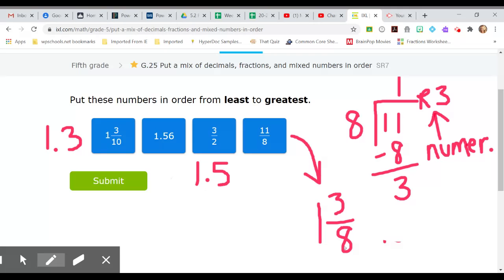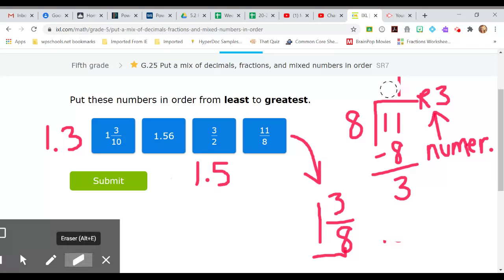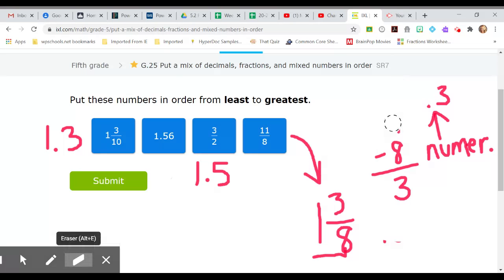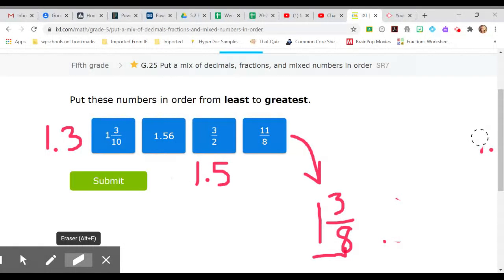0.125. Yep, 0 and 125 thousandths is 1/8. So 3/8 is going to be... let me get rid of this. If 1/8 is 0 and 125 thousandths, 3/8 is going to be 3 of that amount. Okay, so let me say that again.